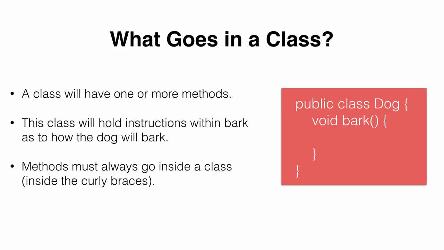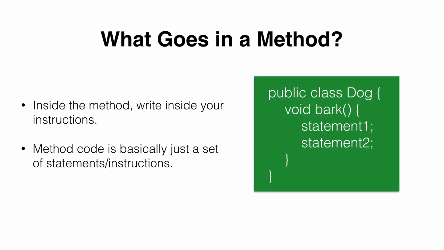What goes inside a class? Well, a class will have one or more methods. Methods being like, we have here void, which returns nothing basically, so we could just do bark, and write to the console like a dog barking or something trivial like that. This class will hold instructions within the bark and how the dog will bark, as it mentions here. Methods must always go inside a class, inside the curly braces. Let's look at a method.